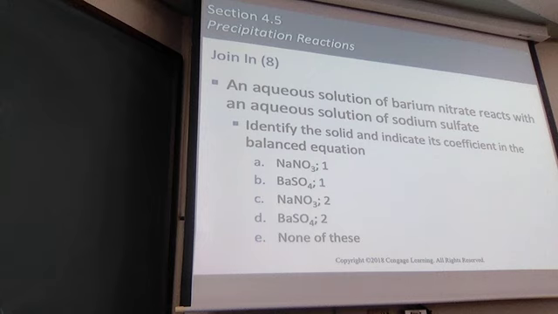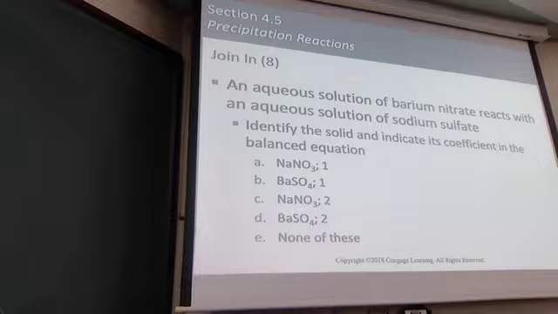And so we need to write down the chemical equation. Okay? So if we write down the full equation, then we have barium, we have nitrate, then we have sodium, and we have sulfate. And all of this is in solution. Let's put the aq here. And this reacts to barium sulfate.